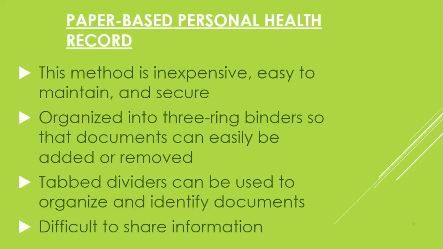Paper-based personal health record. Patients who frequent a medical office or have a series of testing on a regular basis might find this overwhelming. But this method is inexpensive, easy to maintain, and secure. It's organized into a 3-ring binder so the documents can easily be added or removed. Tab dividers can be used to organize and identify documents, and it can be difficult to share the information that you have in your binder. But this is one of the ways that you could organize your paper-based PHR.